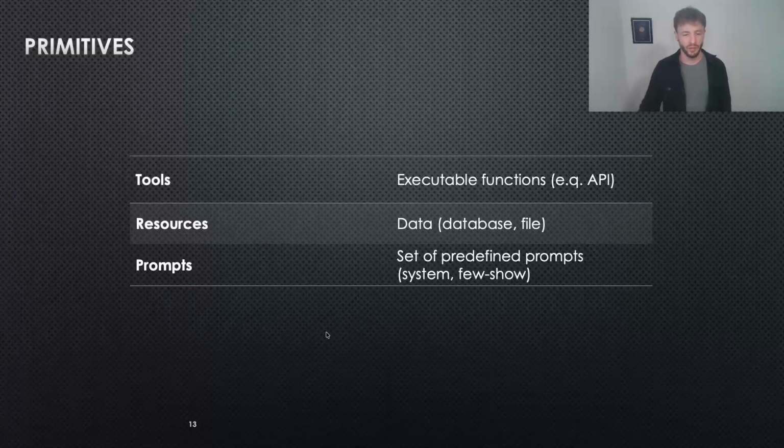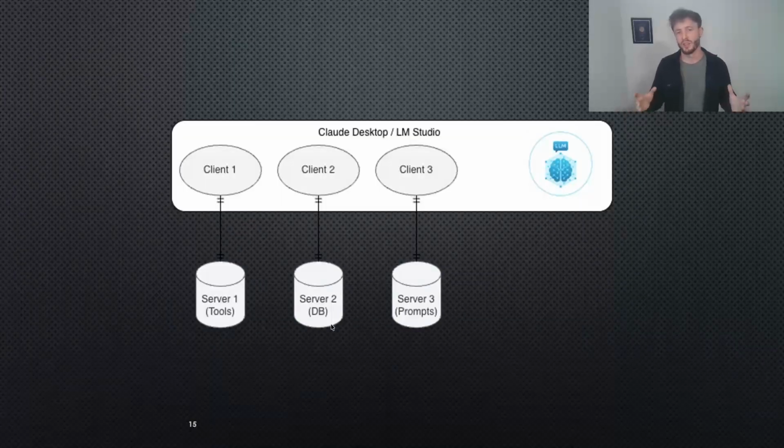Putting everything together would look something like this. You have your AI agent software like Claude Desktop, LM Studio, Copilot Studio. You have your LLM of your choice, and the built-in clients are communicating with several servers. For example, the first server is giving you tools, the second one has a database in it you want to access, and the third one has your most frequently used prompts.